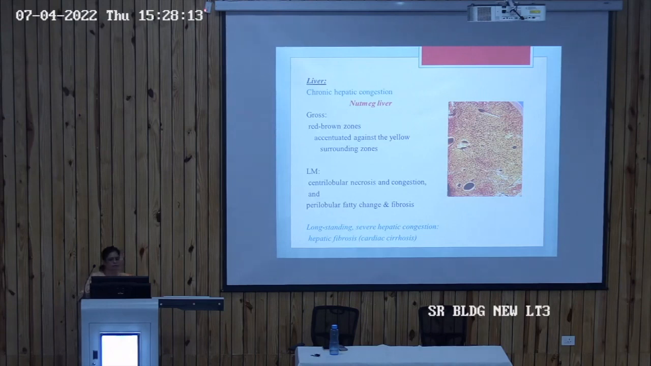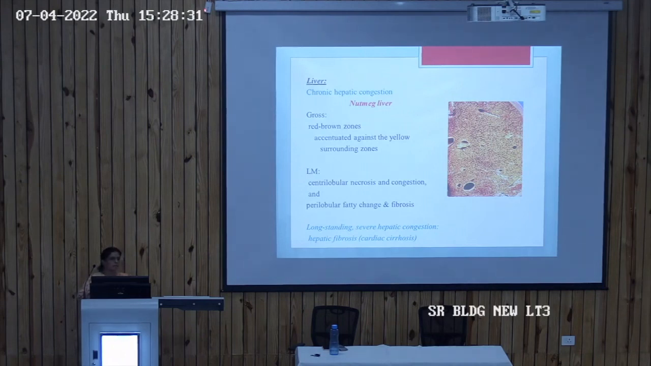Grossly, there are red-brown zones accentuated against the yellow surrounding zones. On low microscopy, centrilobular necrosis and congestion is there, and perilobular fatty change and fibrosis is there. Long-standing severe hepatic congestion causes hepatic fibrosis, and again it is known as cardiac cirrhosis.